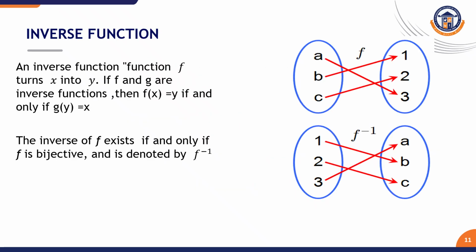Now let us see inverse function. An inverse function is nothing but a function that turns y back into x. If f and g are inverse functions, then f(x) = y if and only if g(y) = x. The inverse of f exists if and only if f is bijective and is denoted by f inverse. So this is the essential condition for a function to have an inverse. For example, f is defined by like this. So f inverse is nothing but just the inverse of the given set.